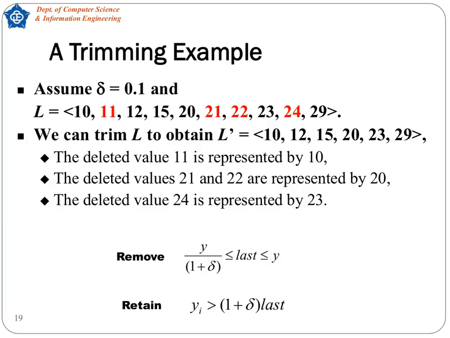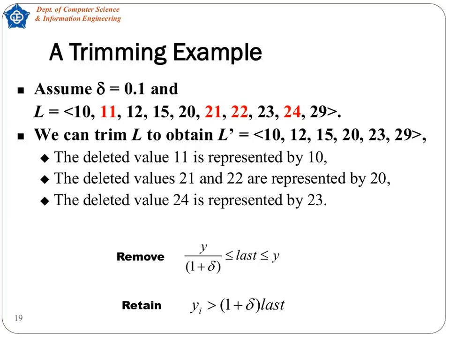In the end, our trimmed list L' is 10, 12, 15, 20, 23, 29. To recap, the key rule is: remove any y for which last is less than or equal to y, which is less than or equal to last times 1 plus delta.